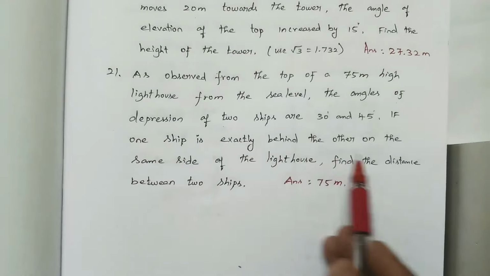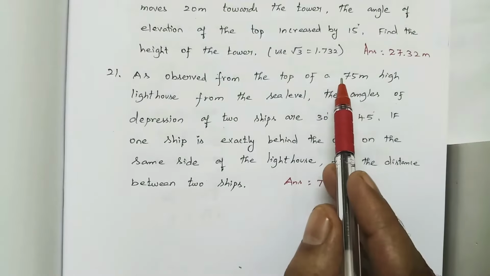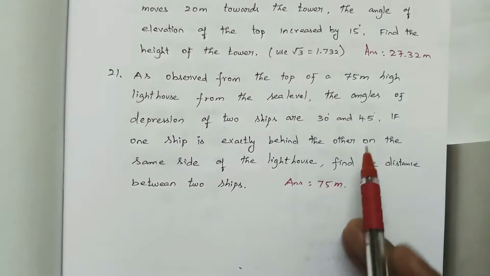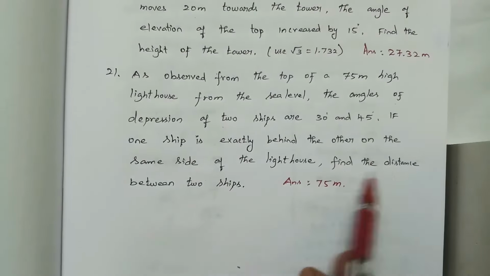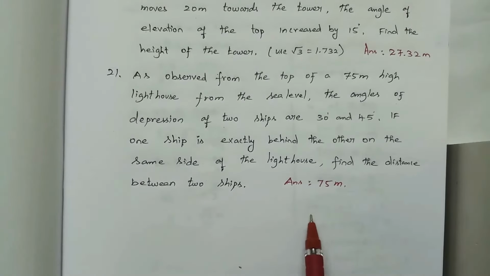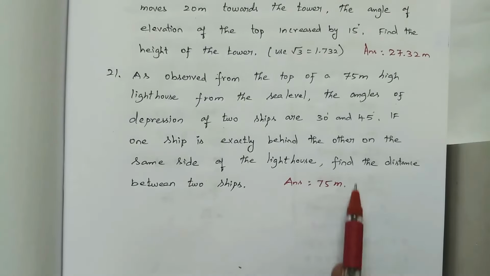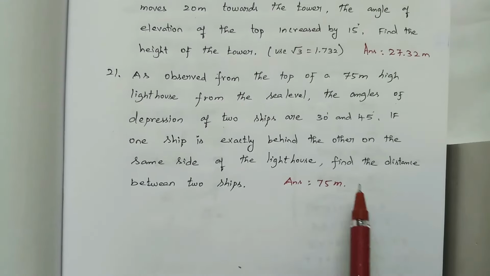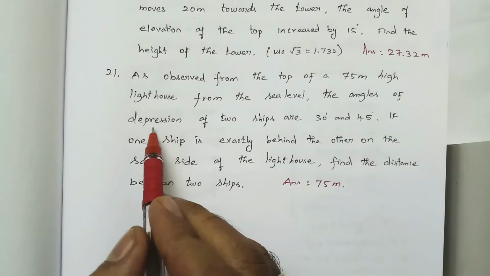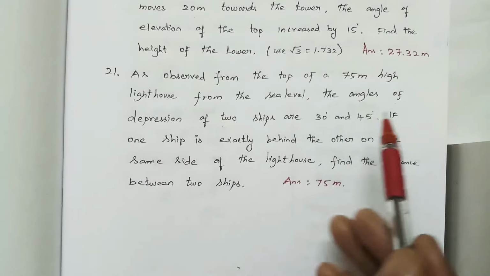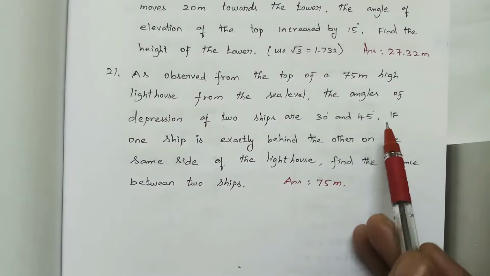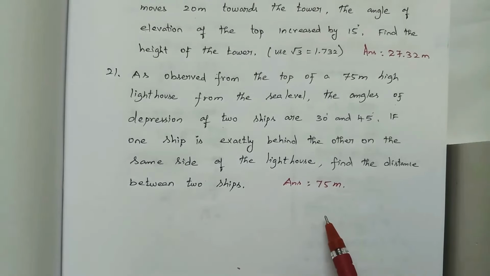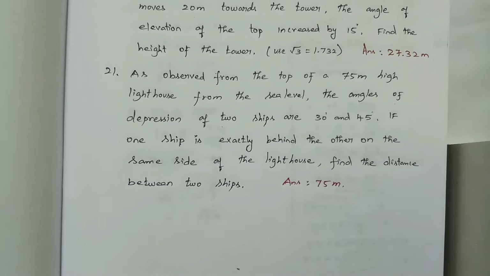And they have given the height of the lighthouse also. That is 75 meter. So what do we want to find? We want to find the distance between the two ships. The final answer is 75 meters. Same as before, two right angle triangles, but here the angle of depression is very important. From the top alone we have to mark the angle, then only we can bring that angle inside the right angle triangle. Thank you.